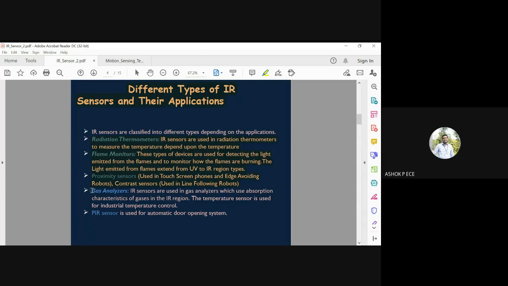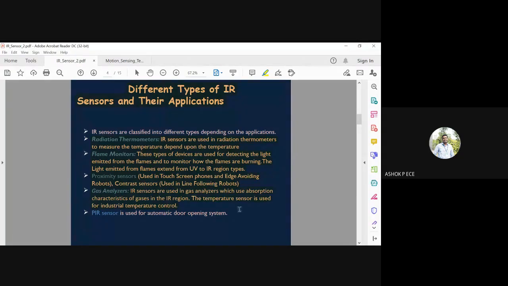Okay, next one, gas analyzer. Infrared sensors are used in gas analyzers, which use the absorption characteristics of gas in the IR region. You have a chamber filled with gas and you want to see what gases are inside. You let IR rays into the chamber, because different gases have different absorption spectra in the infrared region. When you see the output waveform, you can clearly see how much the value has reduced, and depending on that, you can tell which gases are present inside the chamber.